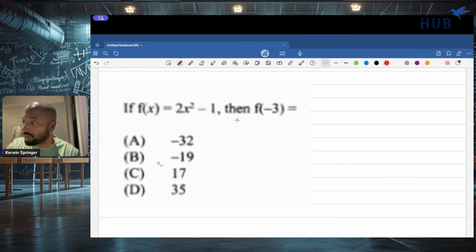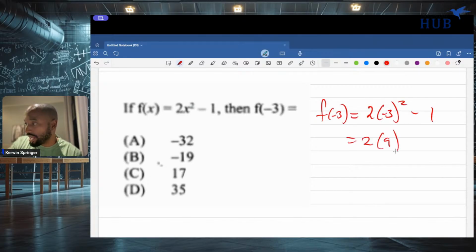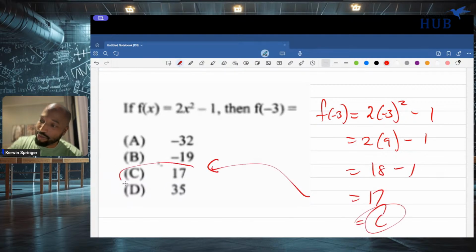If f of x is 2x squared minus 1, then f of -3 is 2 by (-3) squared minus 1, 2 by 9 minus 1, 18 minus 1, 17. C. Are they deliberately trying to give me questions that only have C as the answer, or are they trying to lead people into the wrong idea, making people think all the answers are C? What is really going on here?